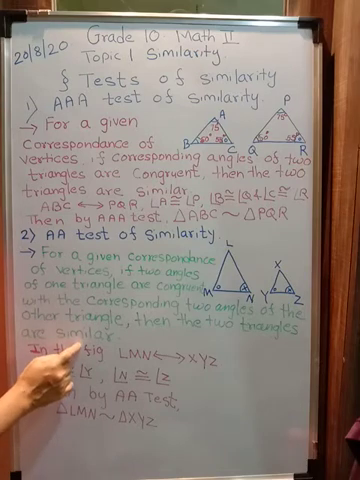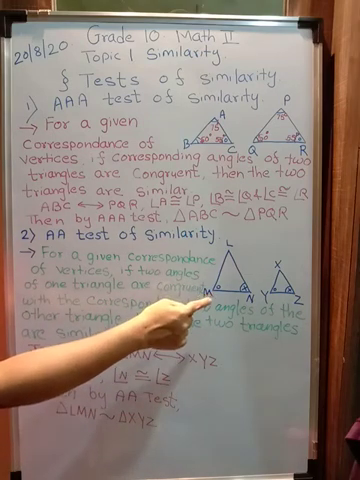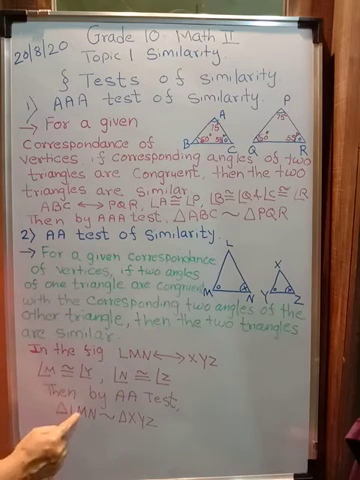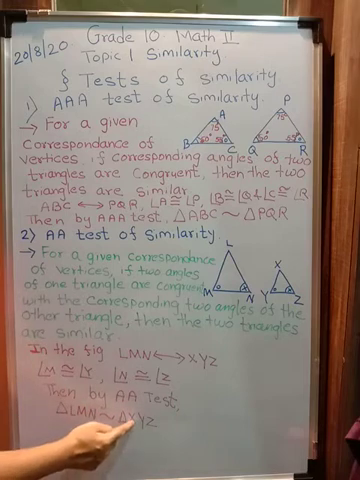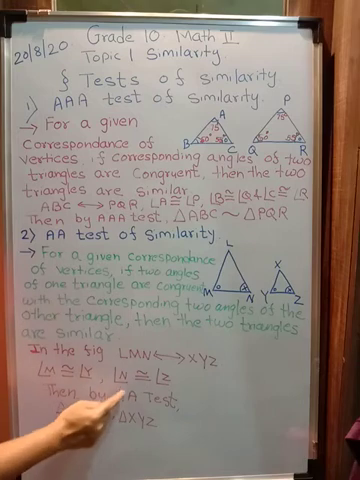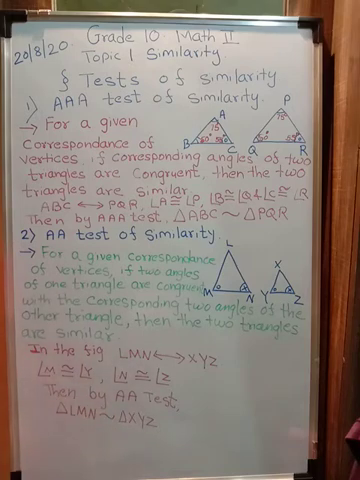And which is the test? They are similar by AA test of similarity. Here angle M is congruent to angle Y, angle N is congruent to angle Z, and therefore triangle LMN is similar to triangle XYZ. You understand the difference between the congruent sign and the similar sign. This sign is to say that it is congruent, and this sign is to say that it is similar. Okay, so I hope both the tests are clear to you, the AAA test of similarity and the AA test of similarity. Let's go to the next test.